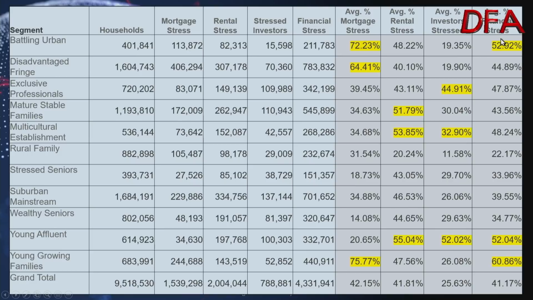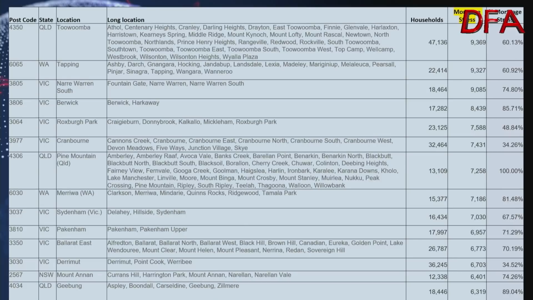And overall financial stress is highest across all those groups of young growing families, the young affluents, and the battling urban. So you can see that this is not just one or two groups. It's quite widely spread, and it's getting worse, which is not a good look.